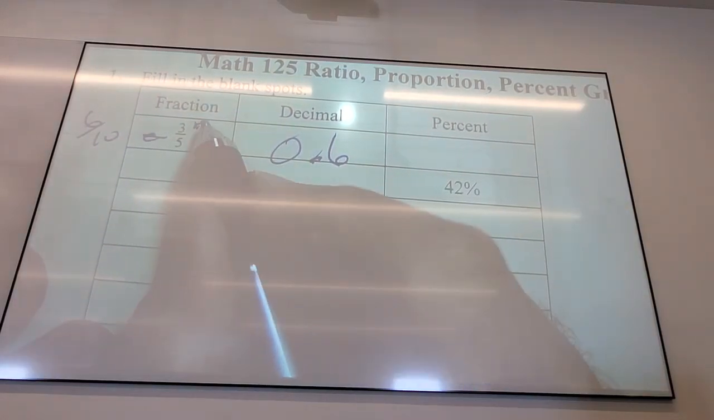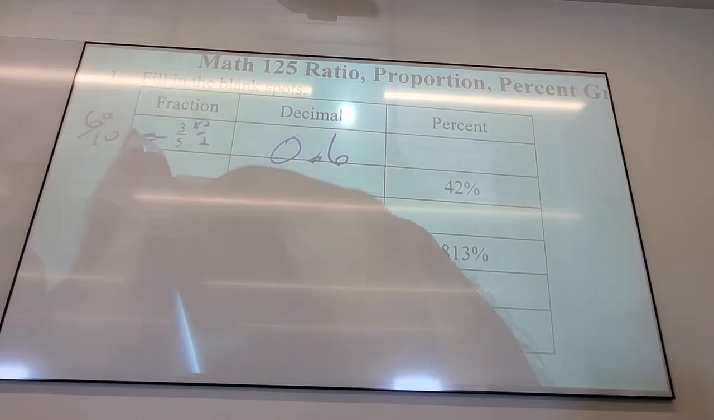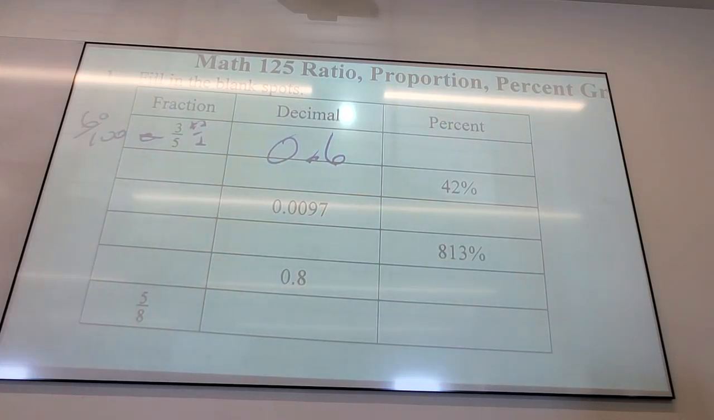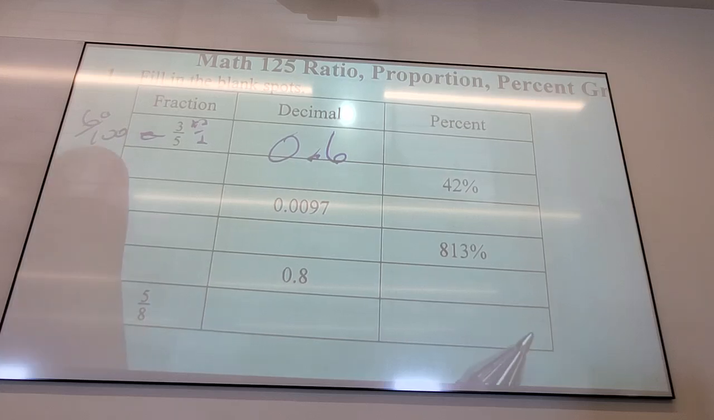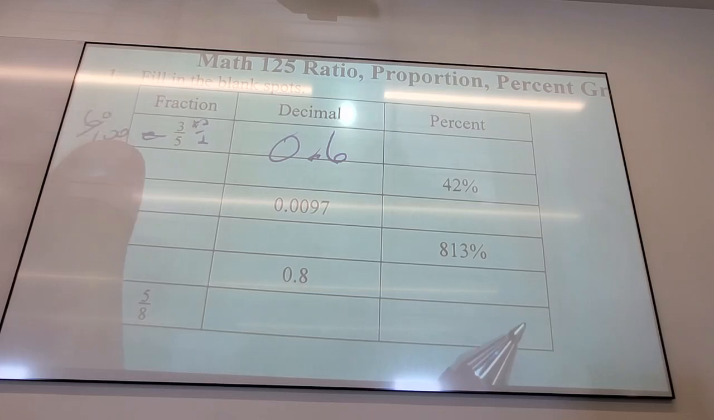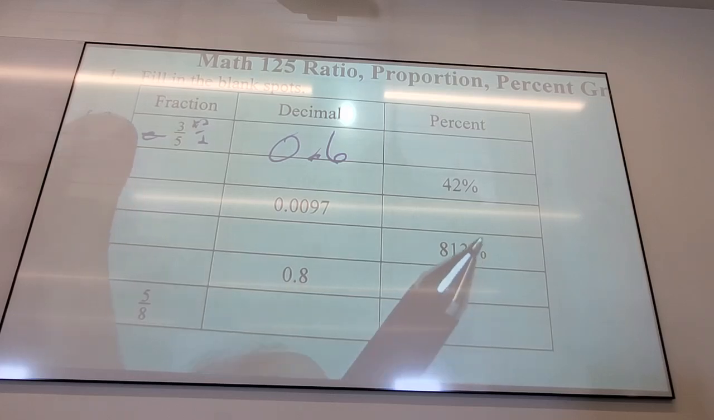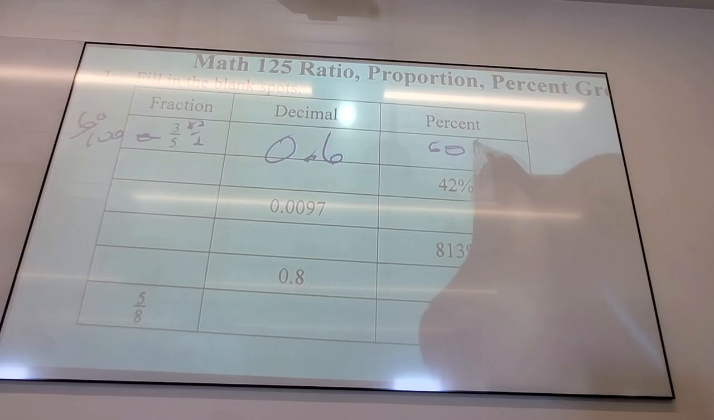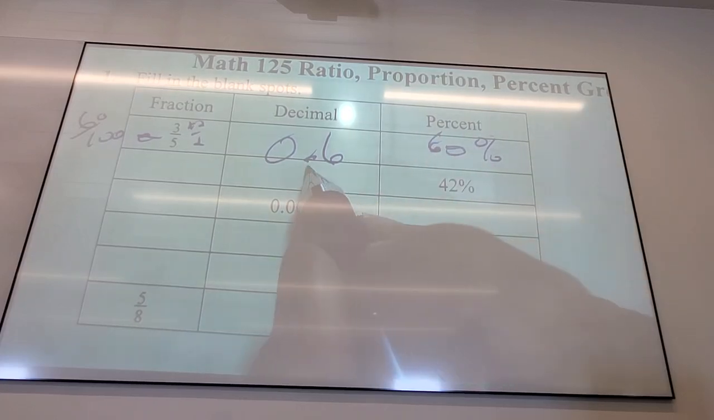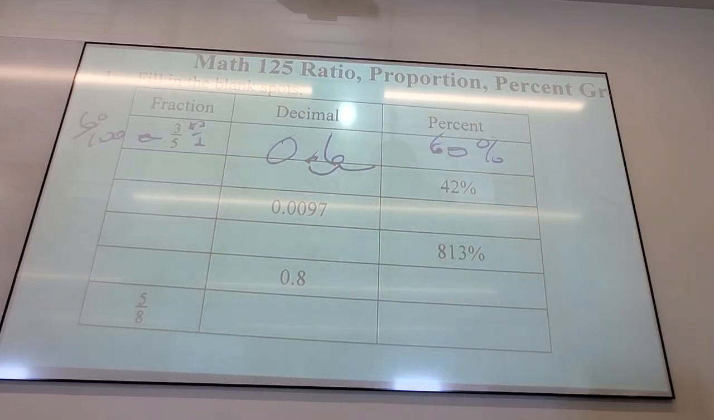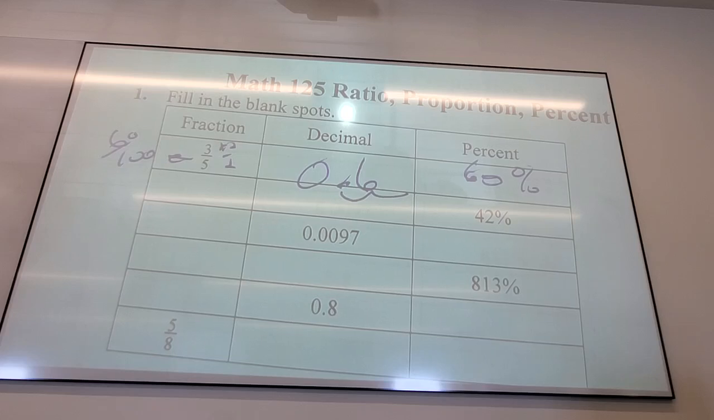Now, if I multiply top and bottom by 20, I would get 60 over 100, and that becomes a percent directly, because what does per 100 mean? Percent. So if I know that per 100 means percent, that'll be 60%. Or you can move the decimal once, twice, so you have to add a 0, right? So you have a few different ways to get there. Okay. How you guys feeling about that?